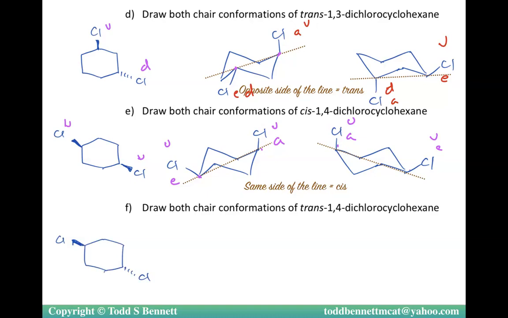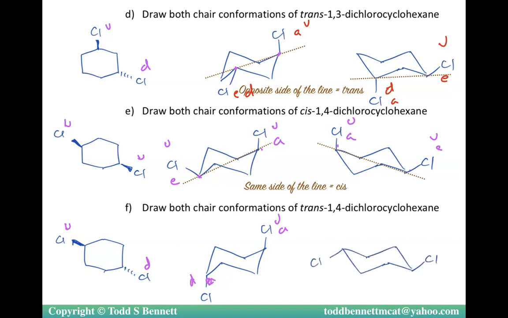And then finally, here's my trans, up, down. So in this structure, I have an up and a down. The up is axial. The down is equatorial, also axial, excuse me. And then when I flip over this structure, it stays down, but it's now equatorial, stays up, but it's now axial. And again, drawing my line, they're on opposite sides of the line, so they're trans. Opposite side of the line, so they're trans.